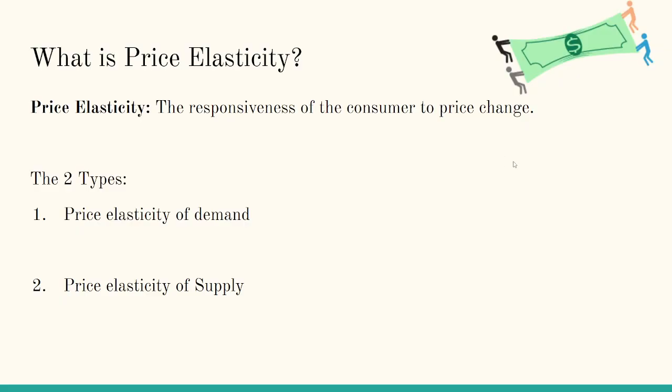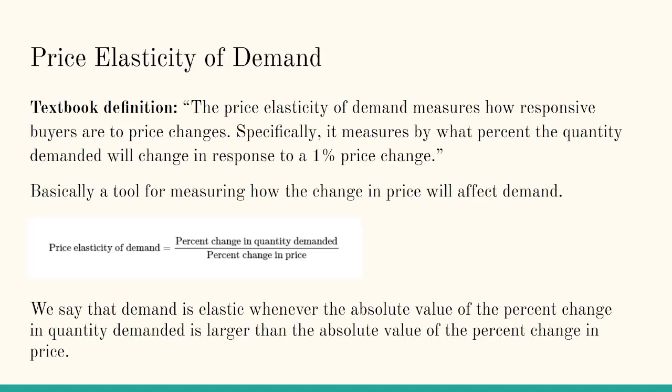So what is price elasticity? It is basically the responsiveness of the consumer to price change. There are mainly two types of price elasticity. The first one being price elasticity of demand and the second one being price elasticity of supply. Today we will be focusing more on price elasticity of demand, although both of them are very similar and the same principles can be applied.